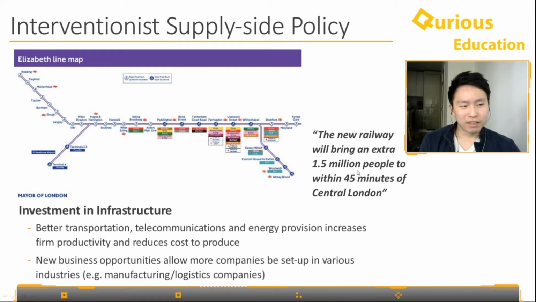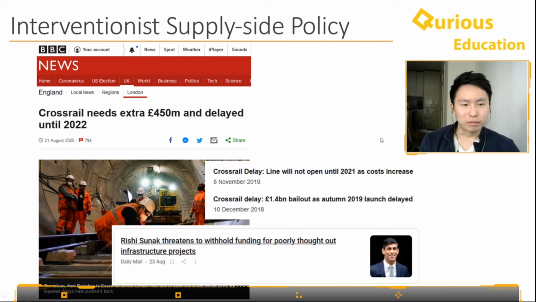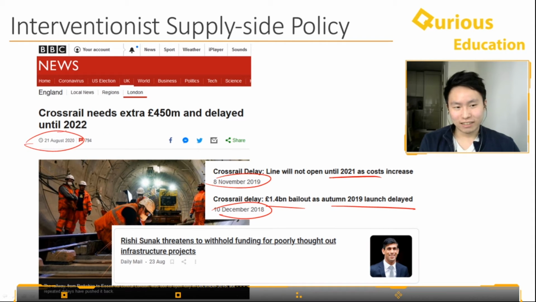You can see the public benefit of the Elizabeth line, helping 1.5 million people to transport faster. And I think that's quite a big deal. But then, of course, there are always problems or obstacles. The Crossrail, or Elizabeth line, has been delayed so many times that nobody believes the real opening date anymore. You can see on the BBC News website in December 2018, we need to pay 1.4 billion more as taxpayers, and it's delayed until 2019. Then in 2019 it's delayed until 2021, and now in 2020 it's delayed until 2022.